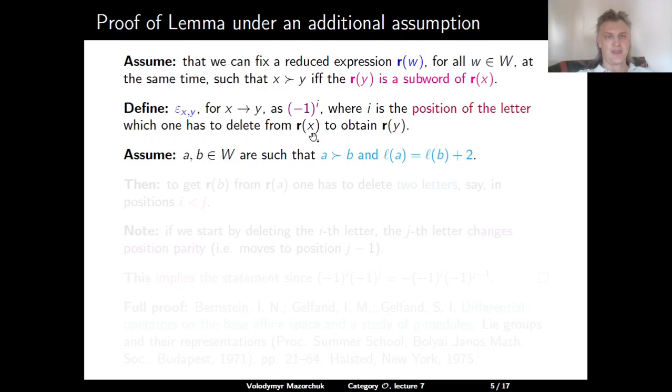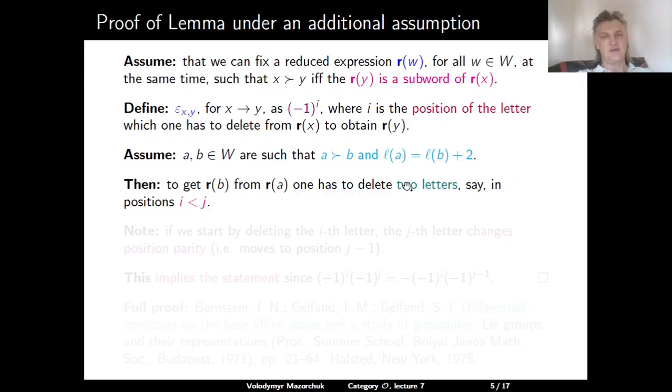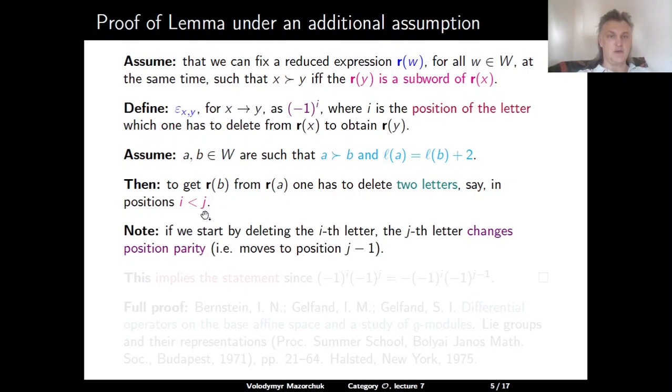Now we assume that we have two elements A and B, which are related in the Bruhat order, and the difference of lengths between which is 2. Then, to get from the reduced expression of A to the reduced expression of B, we need to delete two letters. Let's say that they are in the positions i and j, where i is smaller than j. Note that if we first delete the i-th letter, then the letter in position j changes its position, and the new position will be j-1.